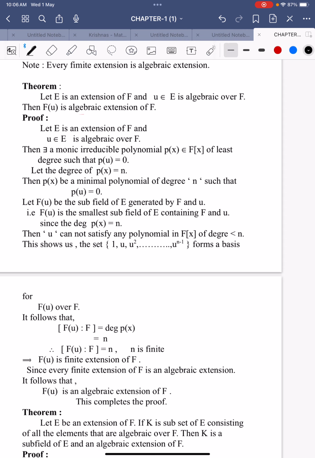Given that E is an extension of F, we choose an element u belongs to E which is algebraic over F. The element u is algebraic over F. Apply the definition of algebraic. If u is algebraic over F, then there exists a polynomial p(x) belongs to F[x], you can write monic and irreducible, or simply a polynomial p(x) belongs to F[x], such that p(u) is equal to 0.